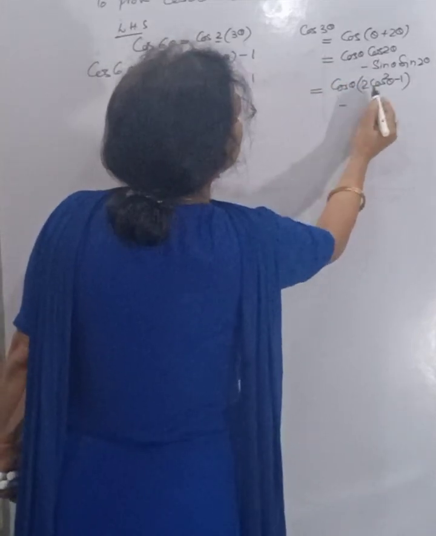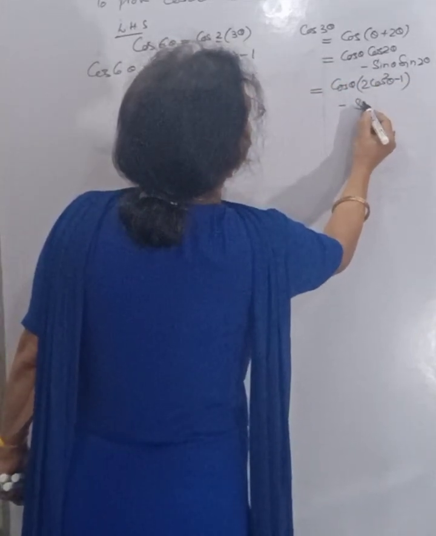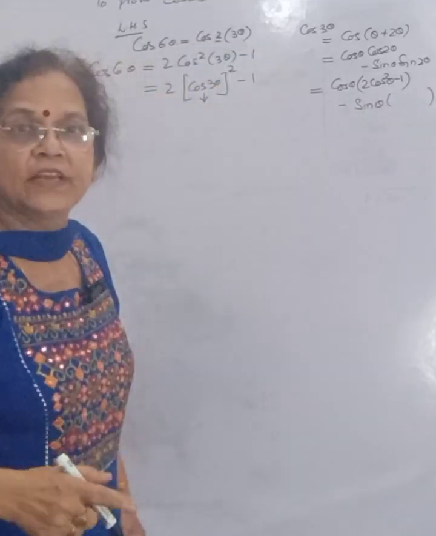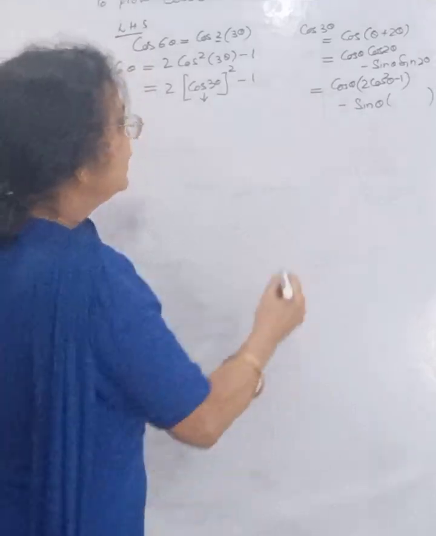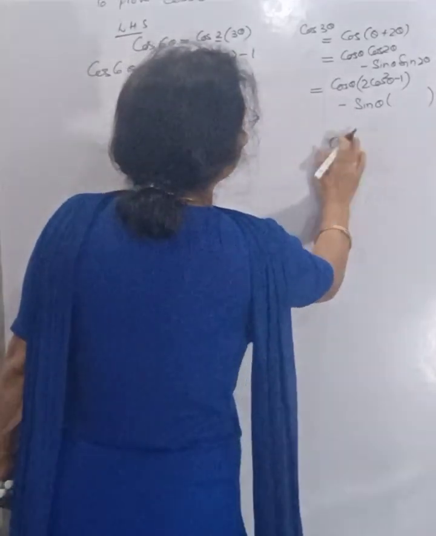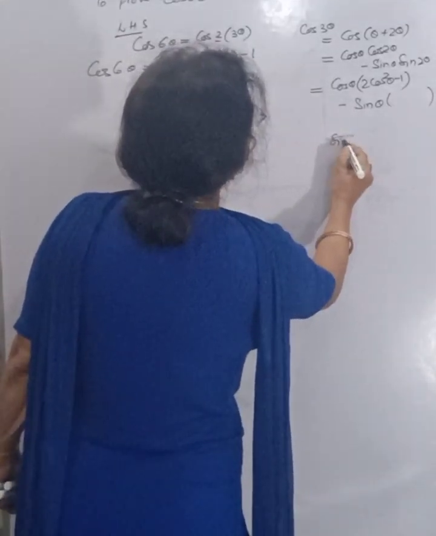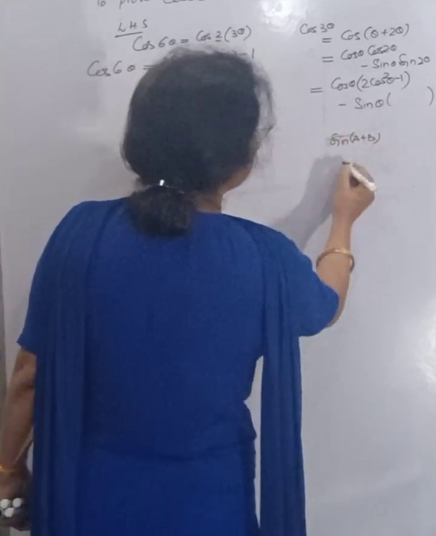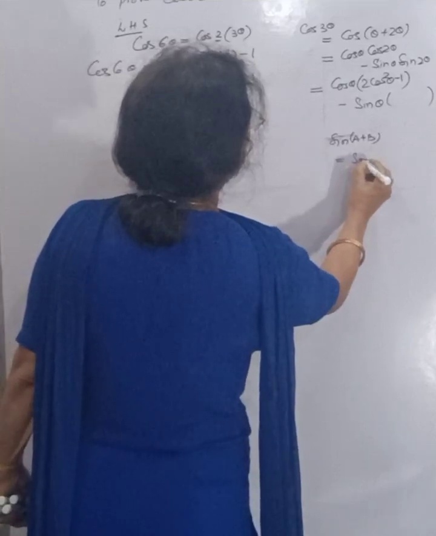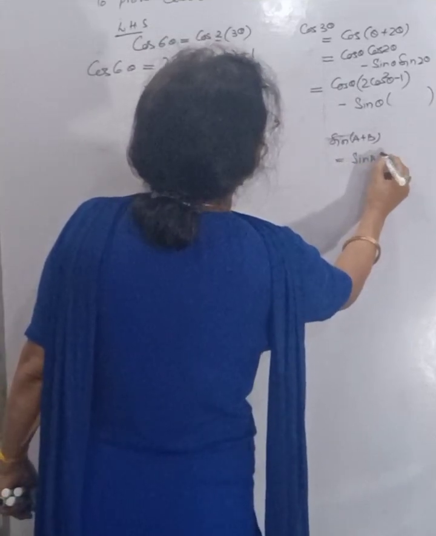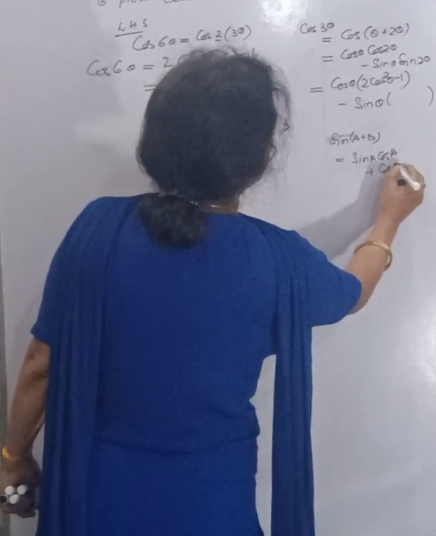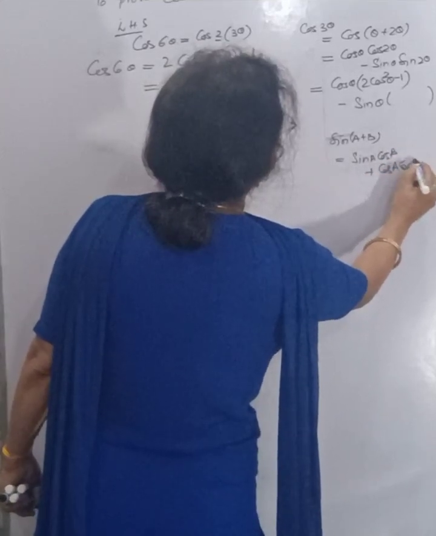Now minus sin 2 theta. We have to retain sin 2 theta in terms of cos theta. The formula of sin of 2 theta, that is sin of A plus B, is equal to sin of A into cos of B plus cos of A into sin of B.